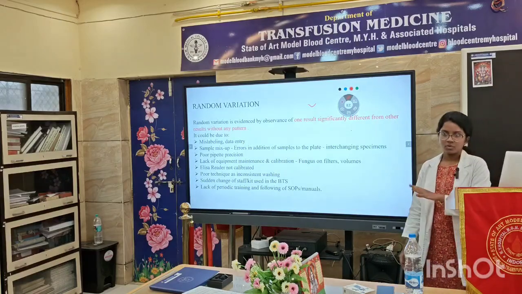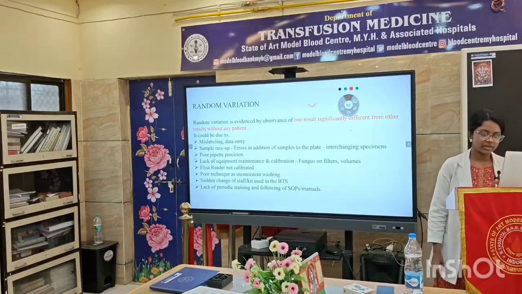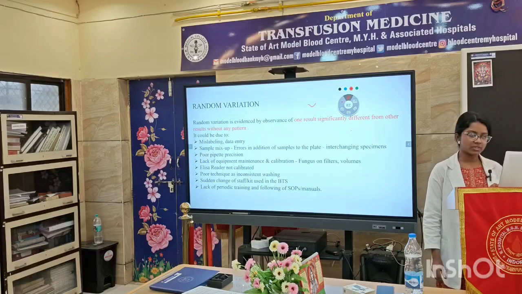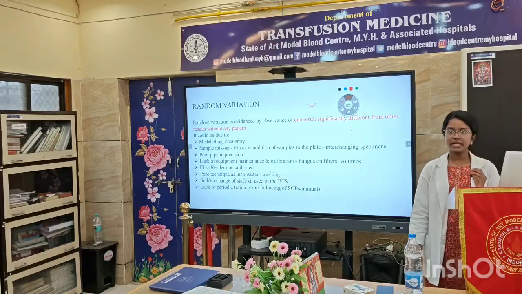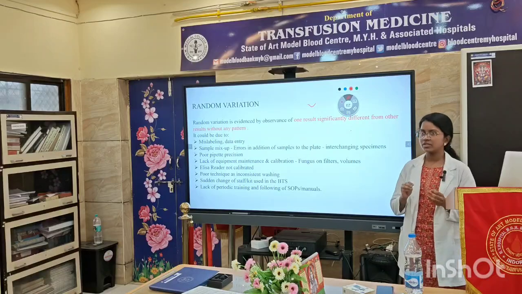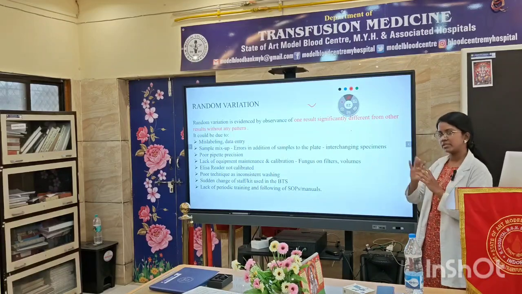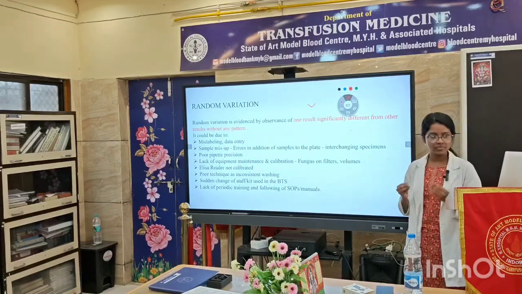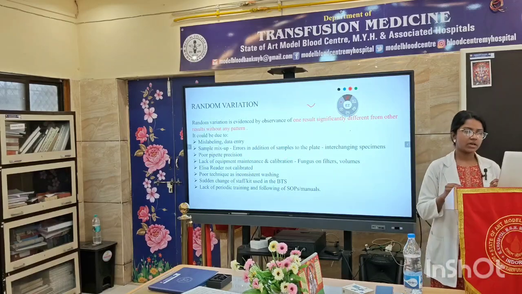So systemic variation is over. Now moving on to random variation. Random variation is evidenced by observance of one result significantly different from other results without any pattern. In systemic variation, for shift and trend, we have some pattern. But random variation occurs very randomly. It doesn't have any pattern.